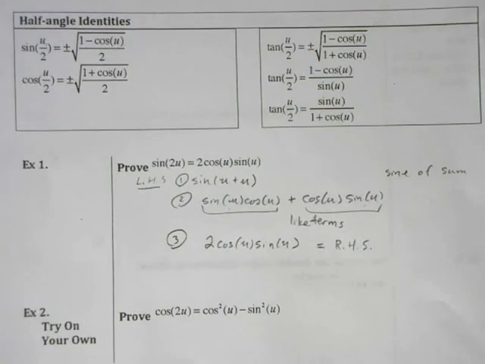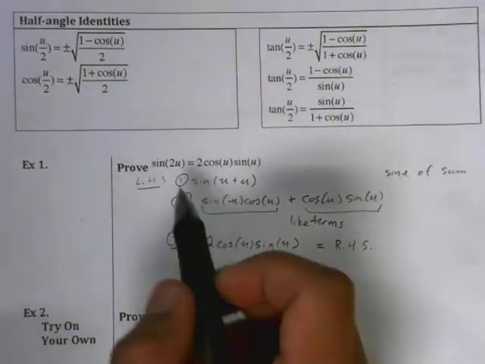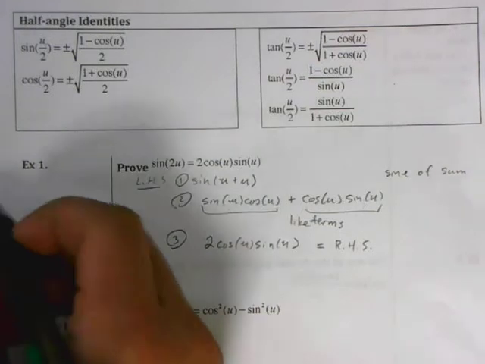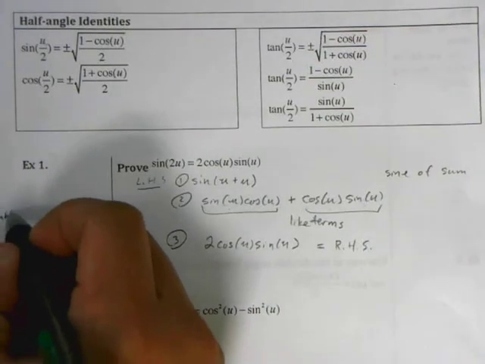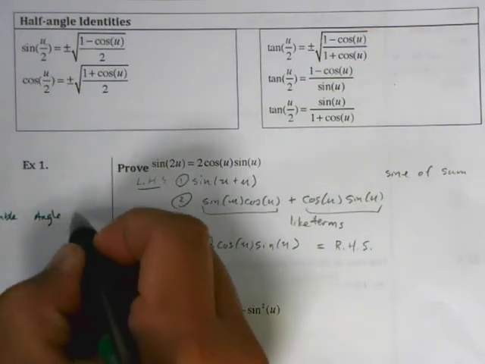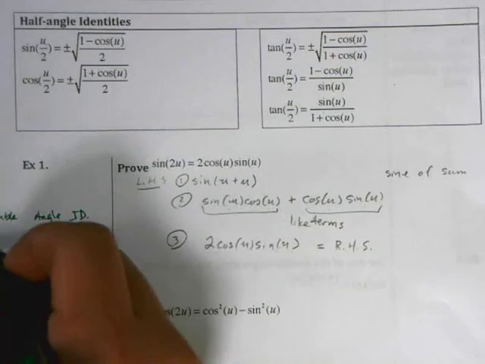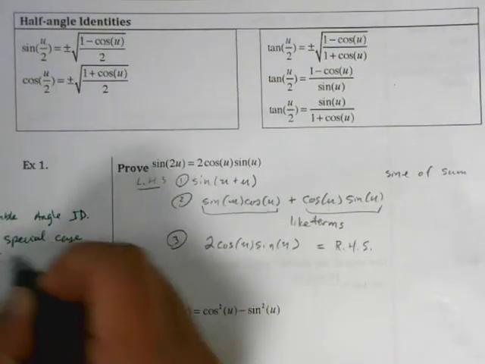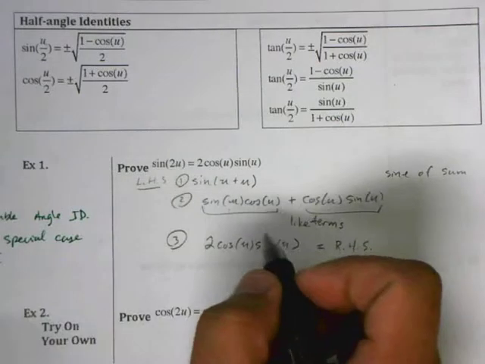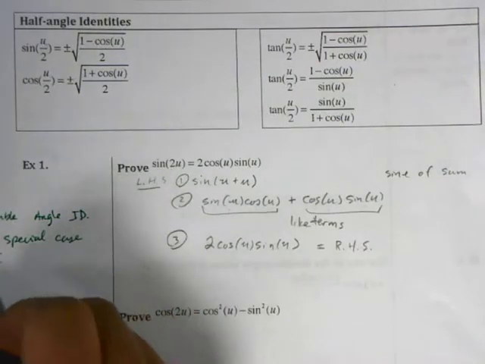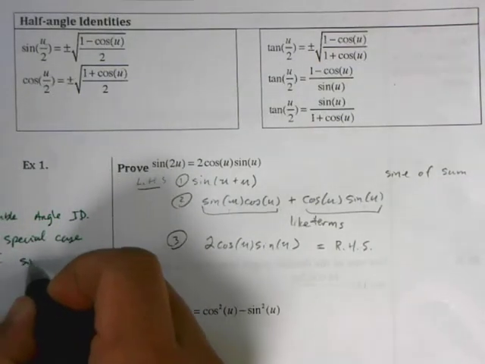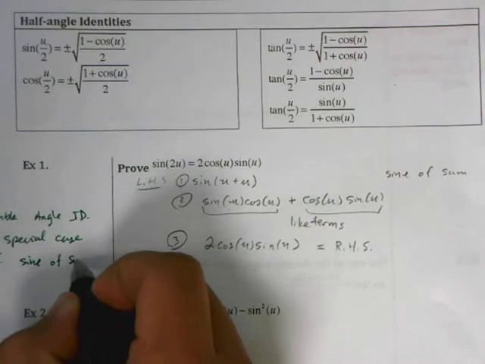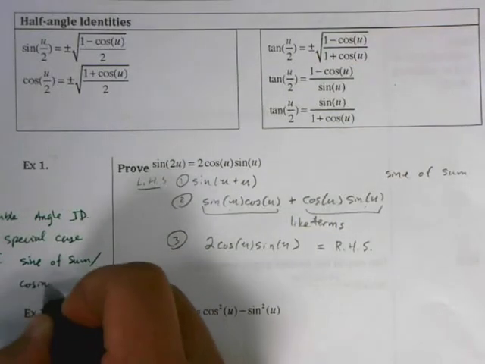And one note to make here is, from this proof, you can see that we're really just applying the sine of a sum. So I'm going to make a note here that a double angle identity is a special case of sine of a sum, or a cosine of a sum.